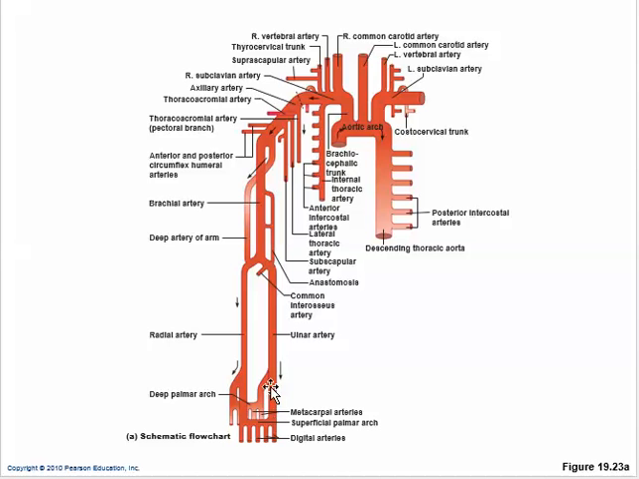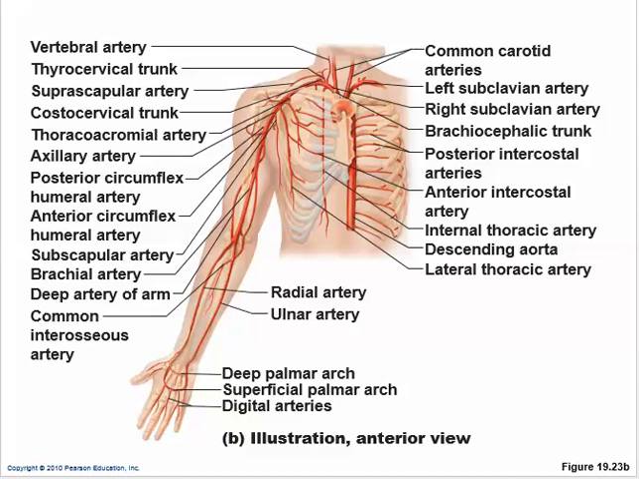When it gets to the hand, there's a couple of arches in the palm called palmar arches, and then the digital arteries go to the fingers. The important consideration here is that this main artery, the subclavian axillary brachial, is really the same artery, just with different names. And it corresponds to where it's found.